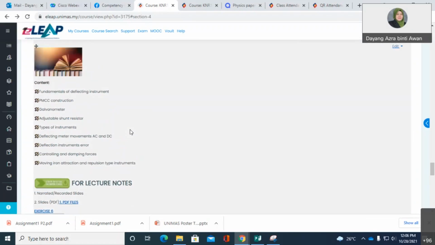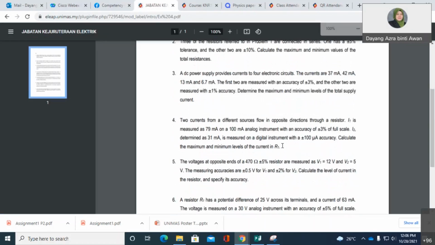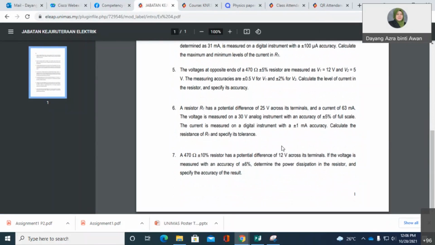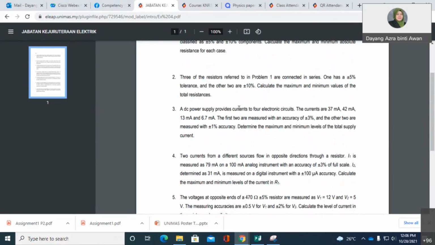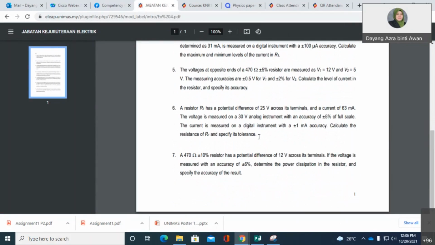We have here this one, and we have extra here. Okay, so this is all 7 exercises that you need to do. So last week I stopped until question number 3. So I will give you again the solution for question 4, 5, 6 and 7.